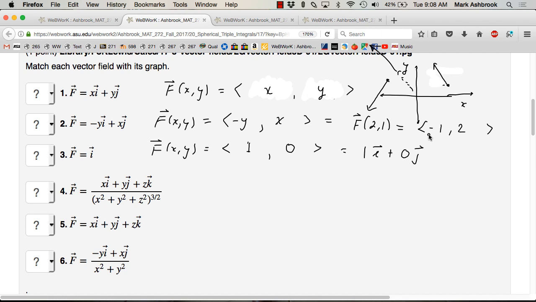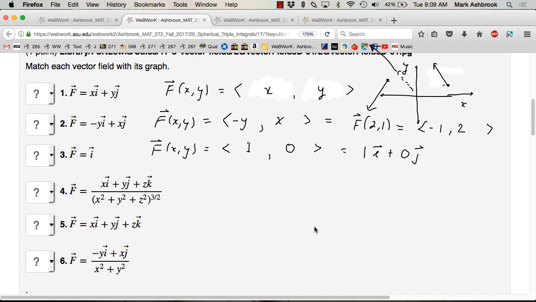So again, vectors close to the origin will be the smallest. As you get further away from the origin, they will get larger. And every vector will point directly away from the origin. The components are the same as the location. So this is like expanding out. We're expanding out and increasing speed as you get further away, always expanding in the direction directly away from the origin.